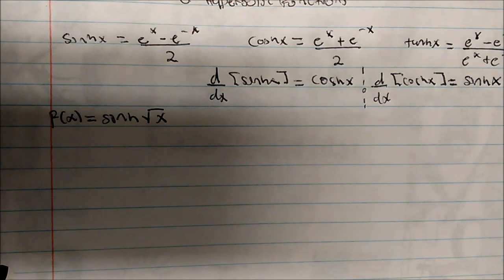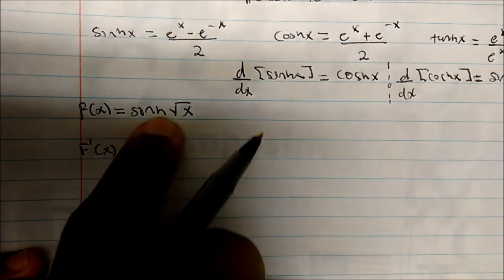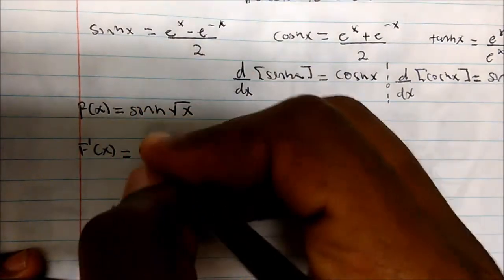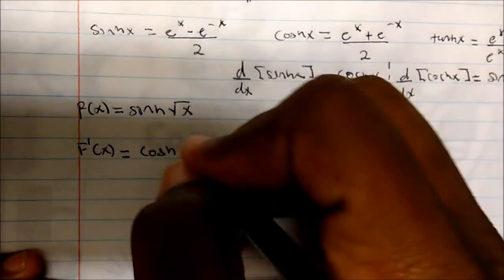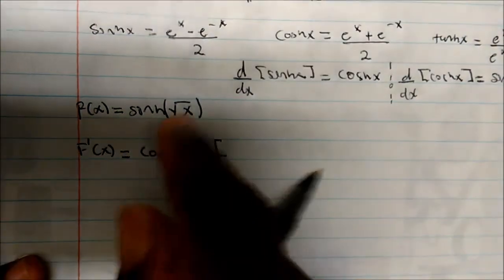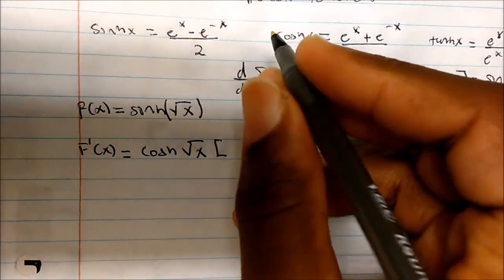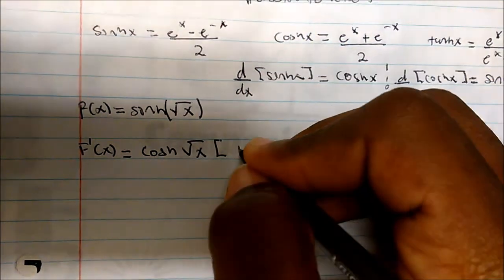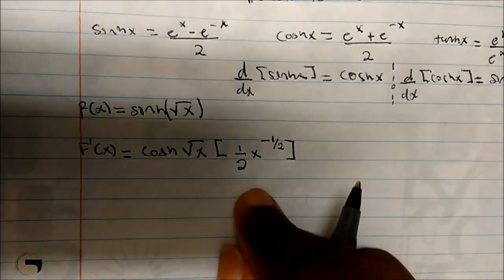So we have this function f of x is equal to sine hyperbolic of the square root of x. Well, f prime of x in this case will be, what's the derivative of sine hyperbolic of x? We just said that was cosine hyperbolic of x, but since we have the square root of x, that's cosine hyperbolic of the square root of x, and we're going to multiply that by the derivative of the inside. Just remember this has an argument. So what's the derivative of x to the 1/2? That happens to be 1/2 x to the negative 1/2. And again, this is something we could just leave like that.